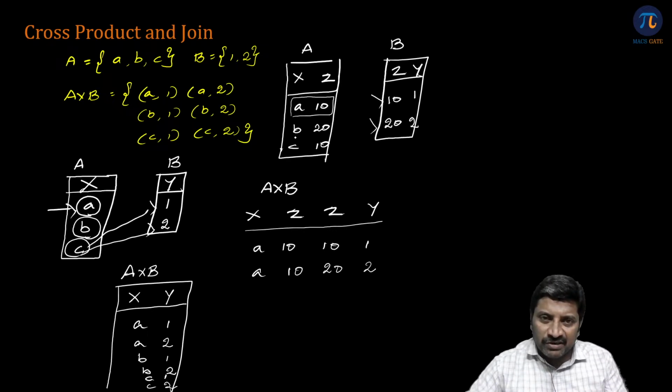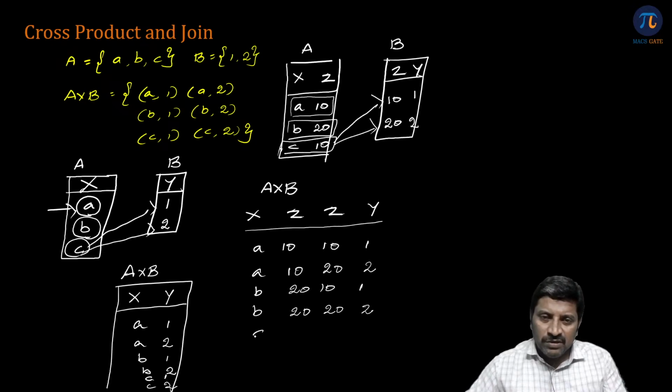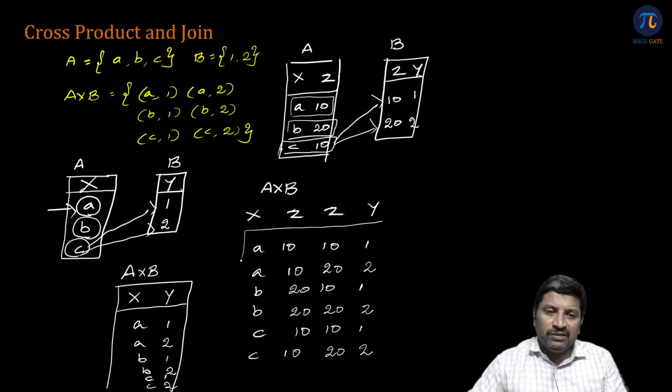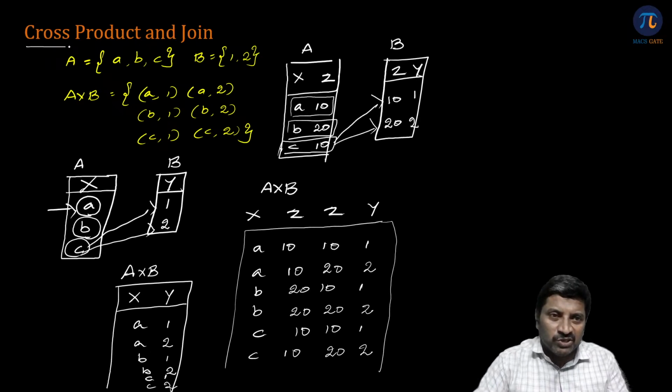Let us consider the second record. B20, what is the first one, sir? 10, 1. B20, 22. Then let us consider the last one. C10, 10, 1. C10, 22. Like what we have done in the case of cross product of mathematics sets, we have done the same story here. So that is about the cross product.